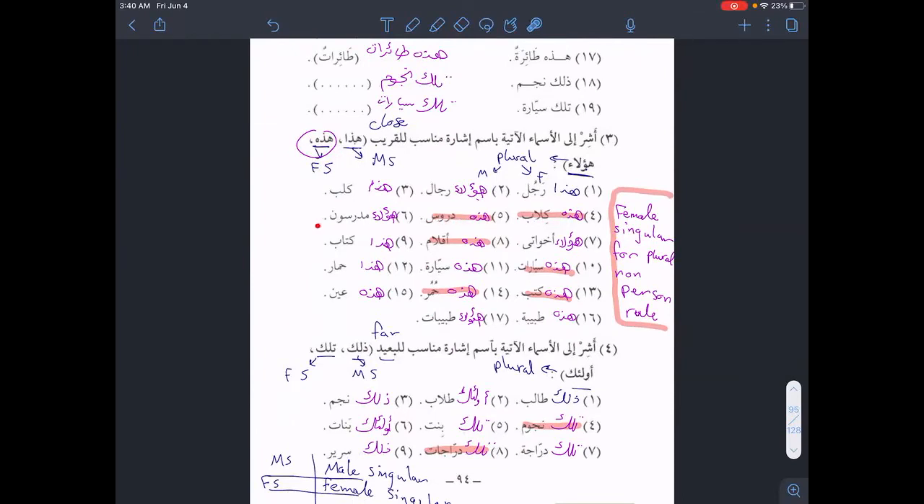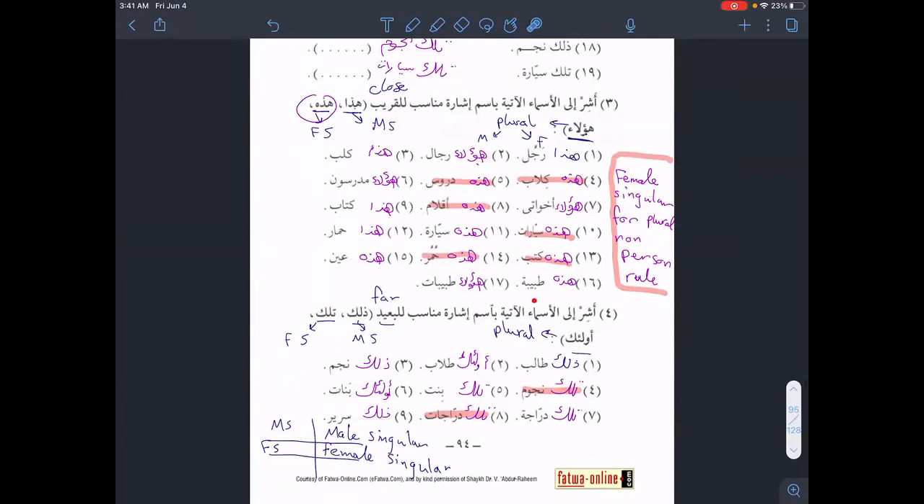هؤلاء مدرسون. هؤلاء أخواتي. هذه أقلام. هذا كتاب. هذه سيارات. هذه سيارة. هذا حمار. هذه كتب. هذه حمر. هذه عين. هذه طبيبة.